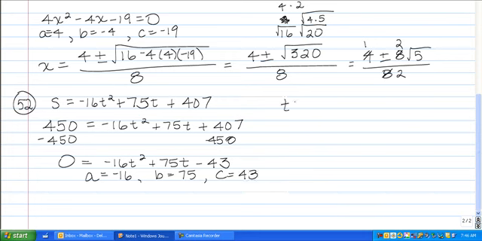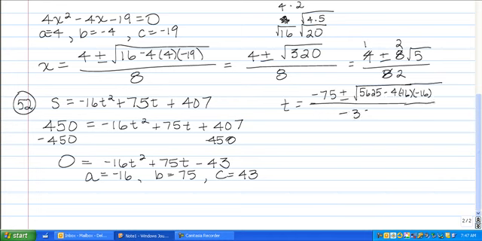So t, since we're working with t here, equals the opposite of b plus or minus the square root of b squared. 75 squared is 5625 minus 4 times a times c all over 2a, 2 times negative 16.